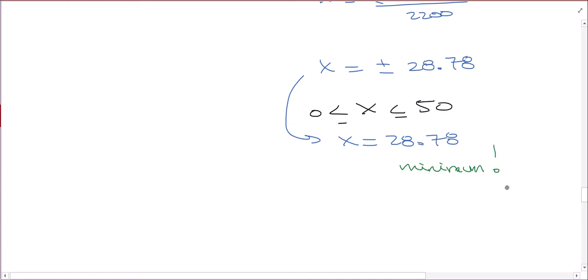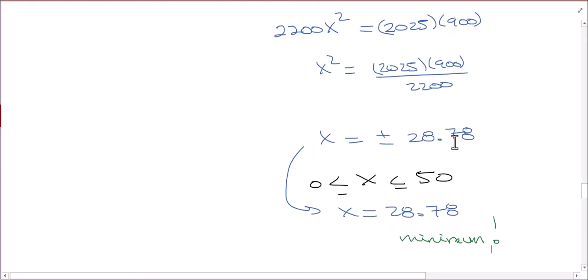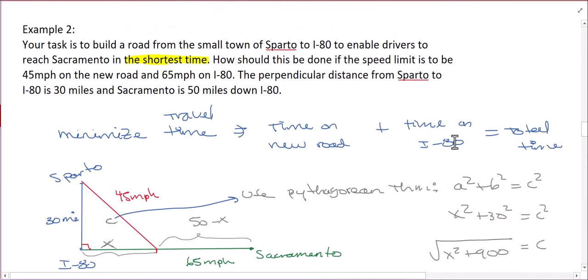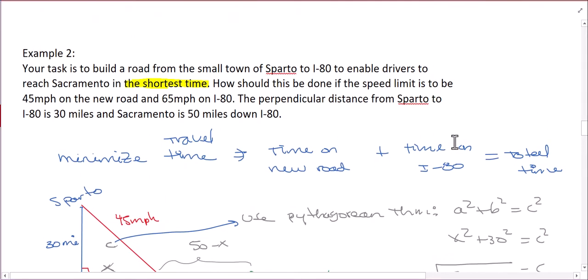Am I done? I don't know. What was the question asking me? Always when you're finished, go back. What was the question? How should this be done if the speed limit is to be 45 miles per hour on the new road and 65 miles per hour on I-80? So we want to find the shortest time. You want to build the road. So how should this be done?